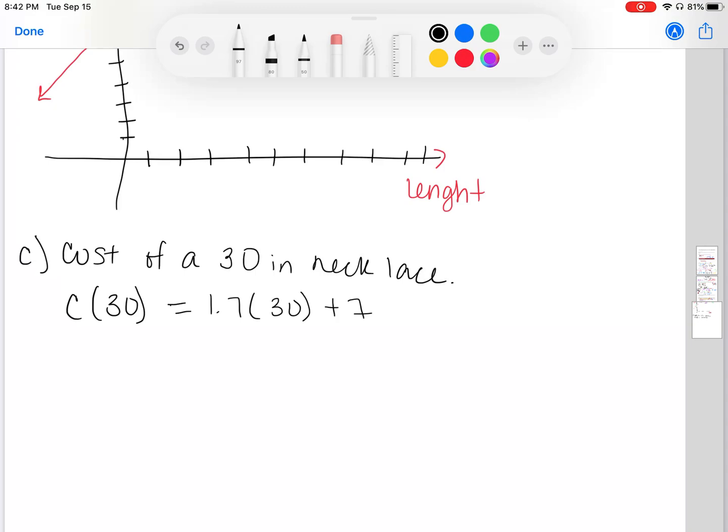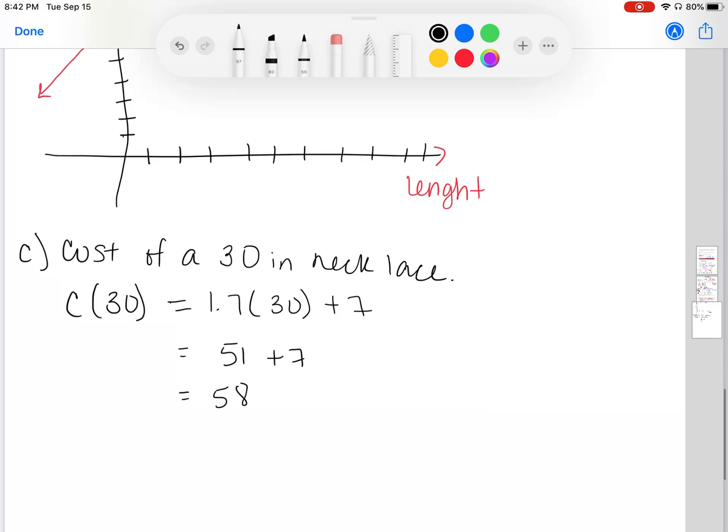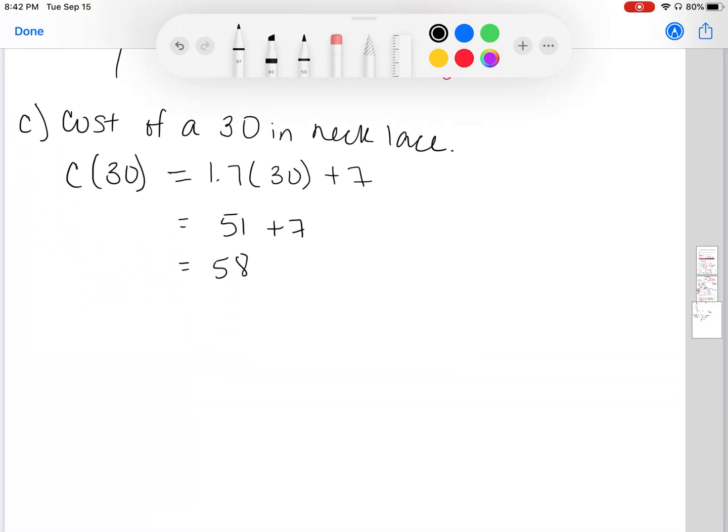Okay, so let's go ahead and use our calculators, or if you have a phone handy, let's work this out. So 1.7 times 30 gives us 51, plus 7, we get 58. So the cost of a 30-inch necklace is $58.